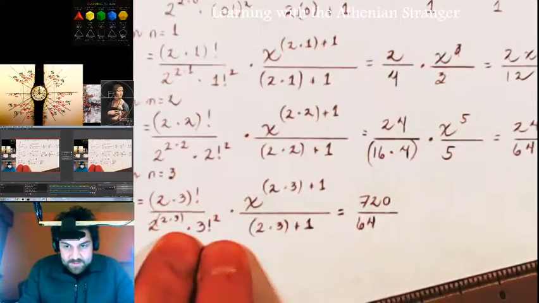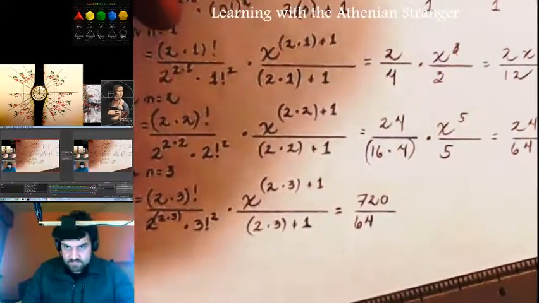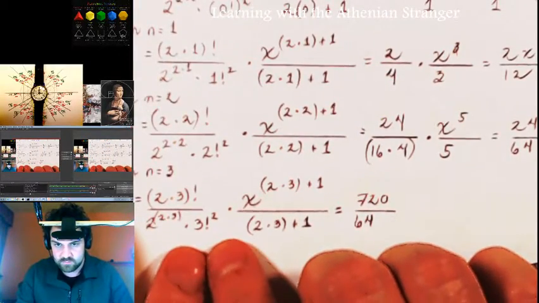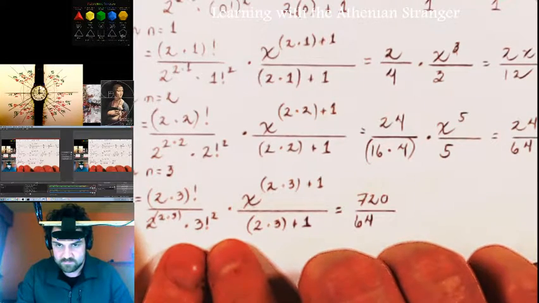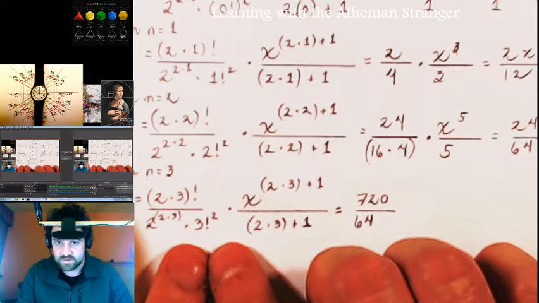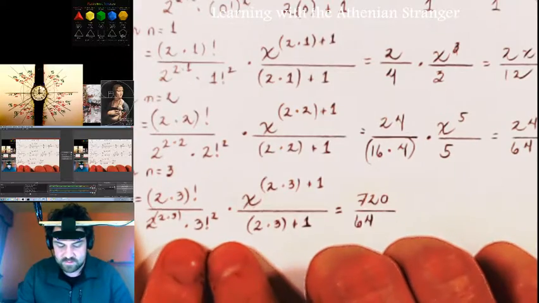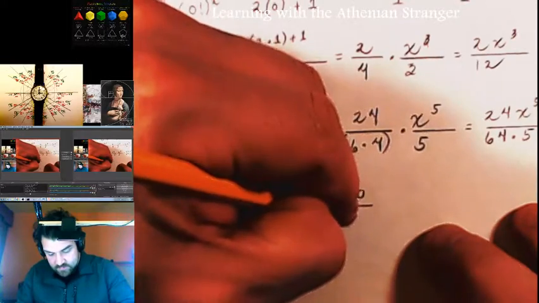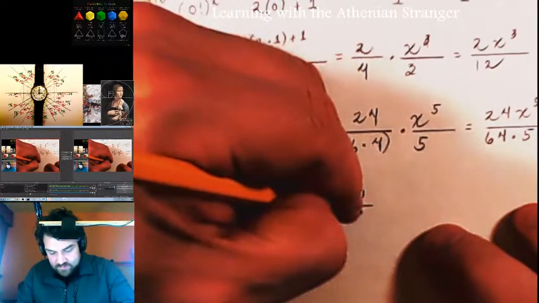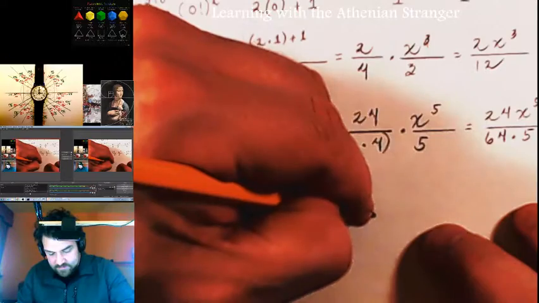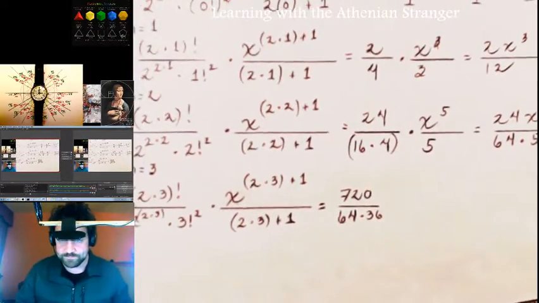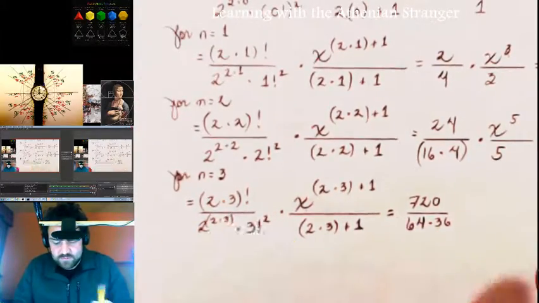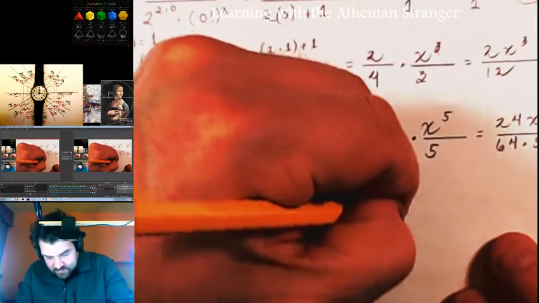Now, I need to multiply it by this, 3 factorial squared. All right, so 3 factorial is just 3 times 2 times 1. Okay, 3 times 2 is 6, times 1 is 6. 6 squared is 36. Ladies and gentlemen, we really didn't need a calculator to do any of this. So 64 times 36. Okay? So that's this thing right here. Now let's multiply it by this second part of the equation.